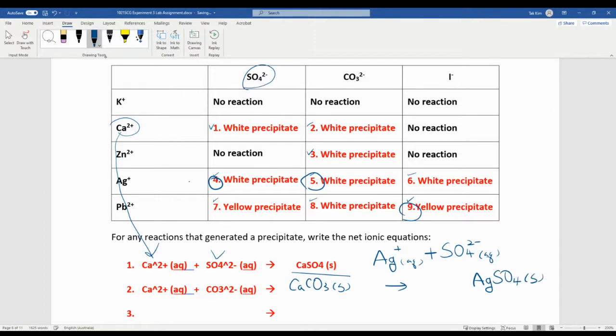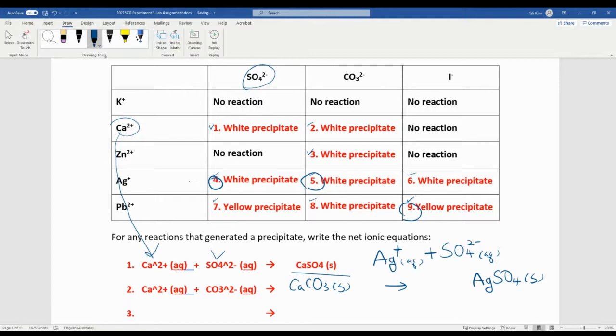And the issue is when you look at the charge over here, silver is only one positive charge, whilst the sulfate is negative 2 charge. So you gotta balance the charge. So the only way you can balance is not adding another charge because silver's charge is always positive 1.